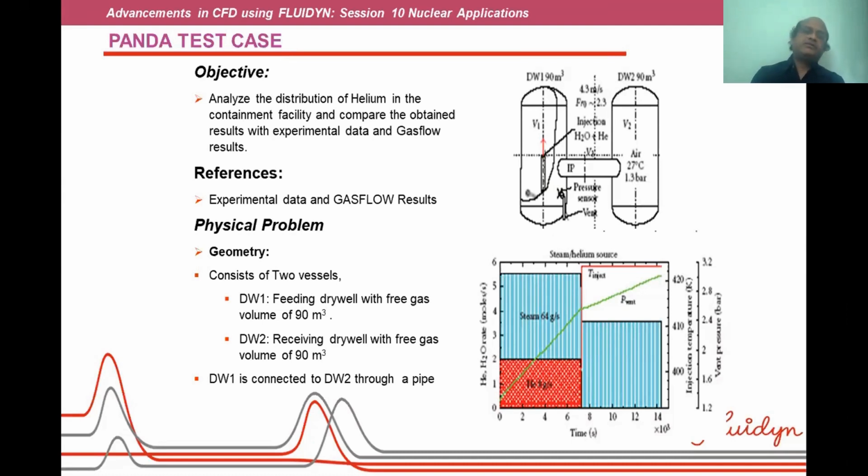So these vessels are of volume of 90 meter cube. These are fairly representative of actual vessels, though at a smaller scale. In this particular study, the objective was to analyze the distribution of helium. Helium is used in lieu of hydrogen many times because helium is lighter compared to air, and it also doesn't condense. So helium is used in this study.